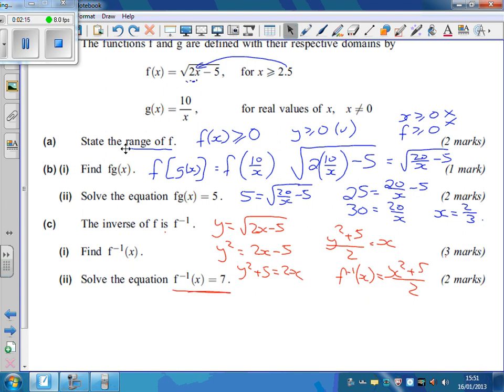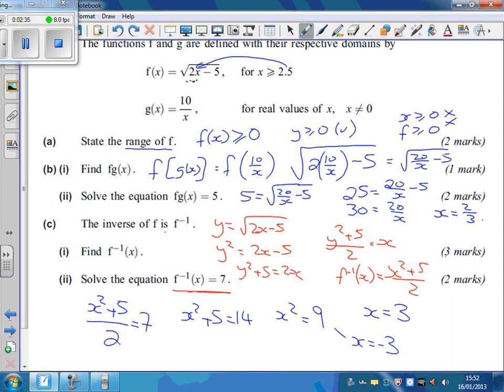And the last one is this thing has to equal 7. A lot of people got 1 mark, very few people got 2. We're writing this equals 7, and times by 2, of course you get 14. Take away 5, of course you get 9, and square root it, and most people just went x equals 3. But square rooting it, you could have minus 3 as well, and then you notice that minus 3 would not be possible because x has to be bigger than 2.5.